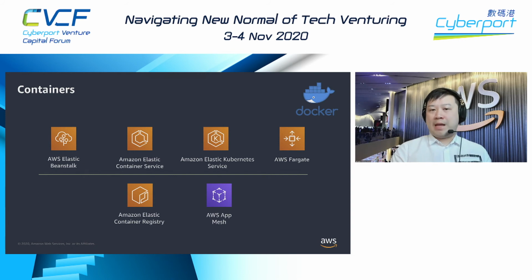AWS Fargate will manage the compute resources for you so that you don't need to worry about that. And then Amazon Elastic Container Registry stores your containers so that they can be easily deployed. Lastly, AWS App Mesh is a service mesh. It provides application level networking to make it easy for your services to communicate with each other.